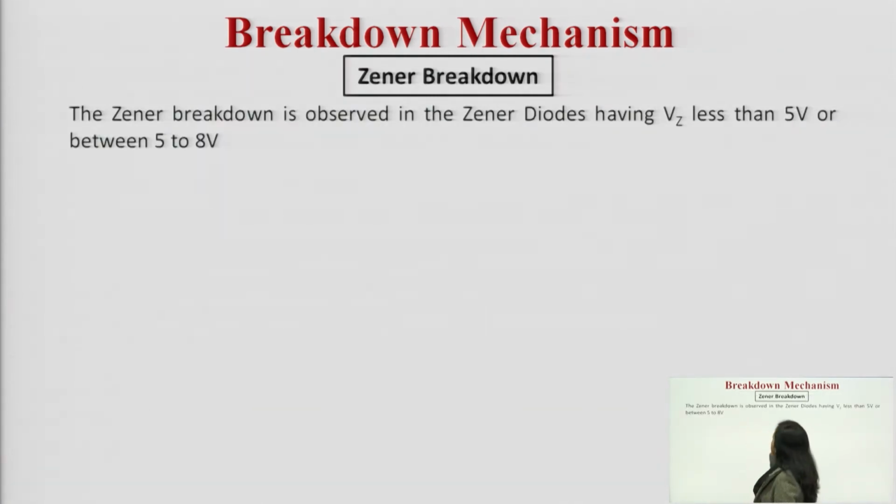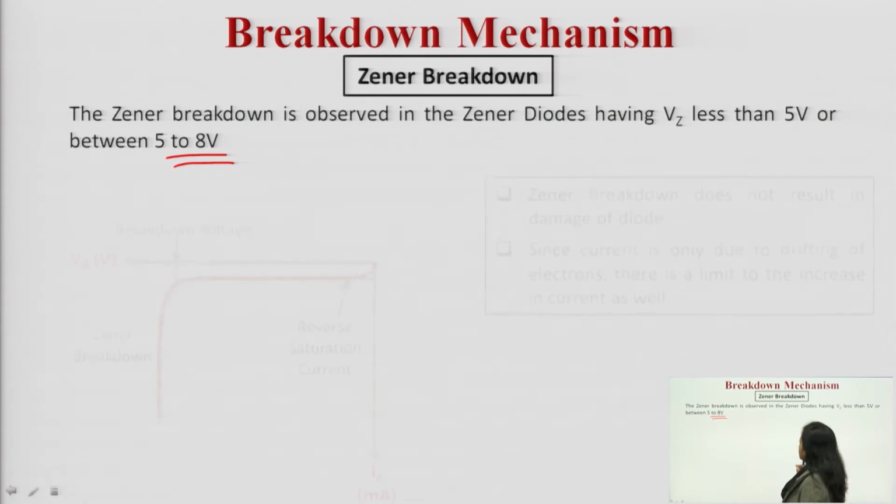Now, Zener breakdown can be observed in Zener diodes, and the value of this potential is very important. It can be observed between 5 to 8 volts, but sometimes it can be observed below 5 volts, right. Whenever a diode is manufactured, it totally depends upon the manufacturer. If we would like to change the breakdown voltage, that can be changed depending upon the doping level and other things, and it can be done by the manufacturer.